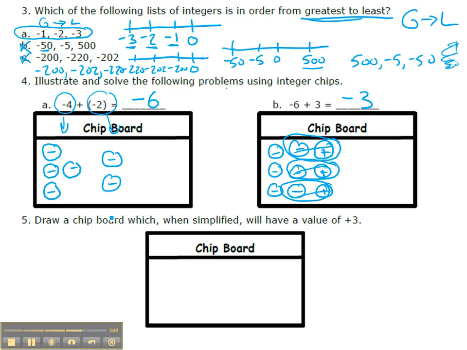Number 5 asks us to draw a chipboard which, when simplified, will have a value of +3. Well, sometimes it's best to start with the answer, so let's just put 3 positive chips there, and then there's an infinite number of answers here, but we can just add 0 pairs as many as we want, because it doesn't matter how many 0 pairs we add. Since they're all equal to 0, if we simplify this board, they'll go away and we'll be left with a +3. So we're looking for an answer something like that for this type of problem.